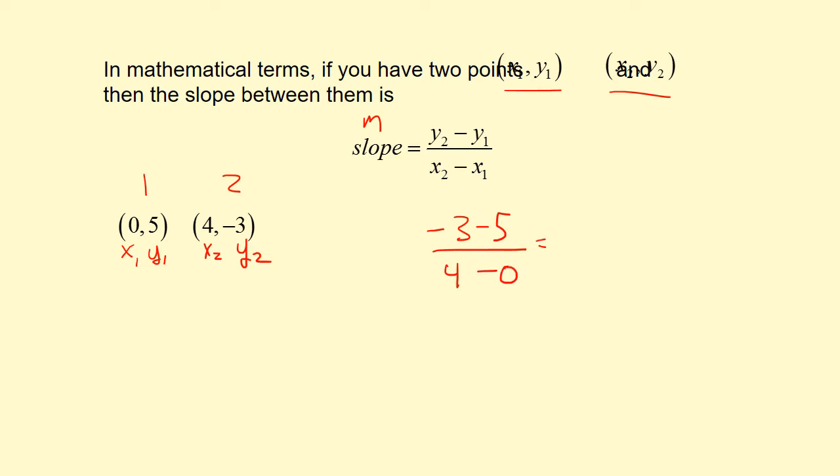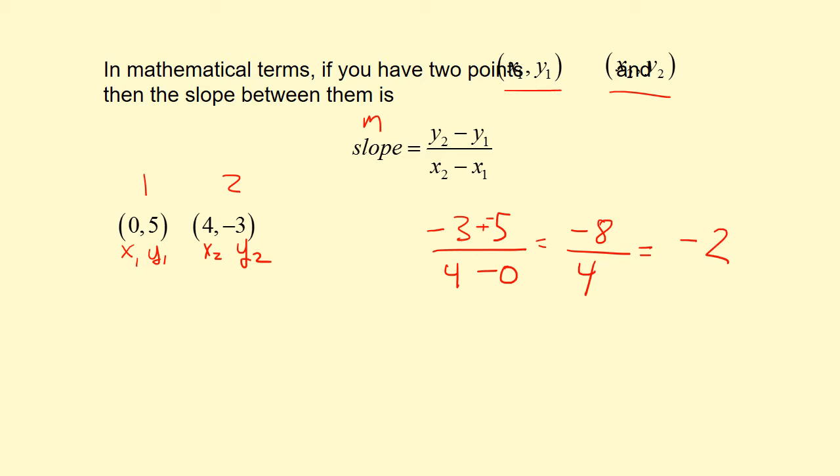So what that gives us is -3 plus -5. That is -8 on top. The bottom, 4 minus nothing, is 4. So I have -8 over 4. Now all I have to do is simplify that, and I see if I cancel a 4 out of the top and the bottom, I get that same slope of -2.